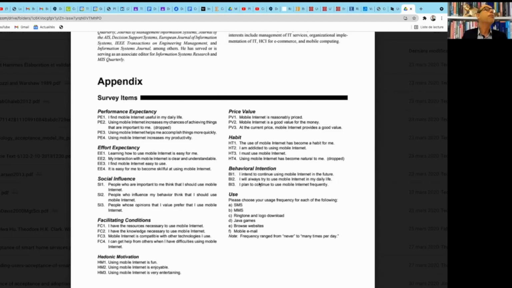behavioral intention. We are working on a technology that does not exist. So then we have to adapt the questions and can say, I intend to use delivery drones in the future, or I will try to use delivery drones in my daily life. And I plan to use delivery drones frequently.